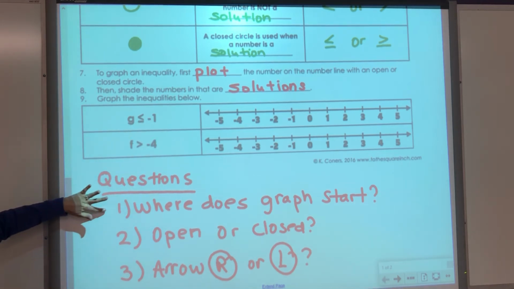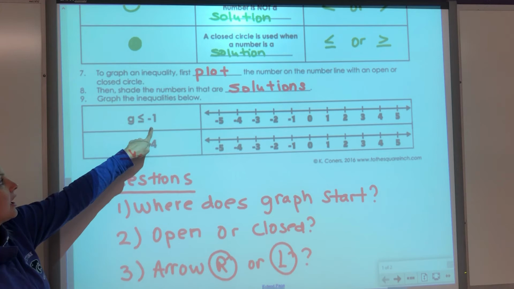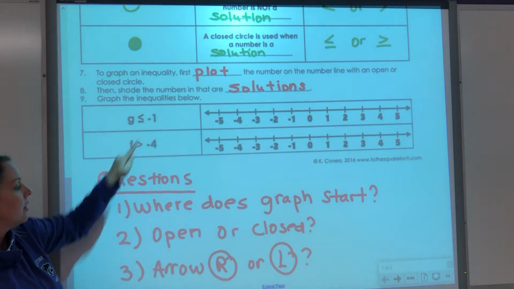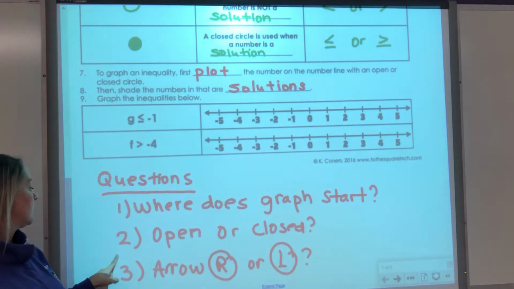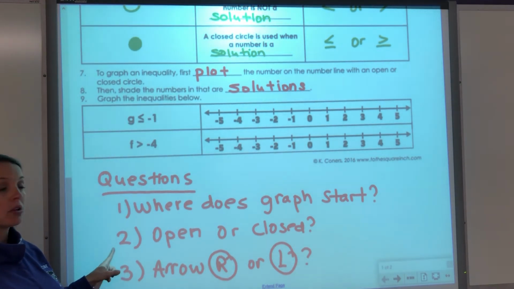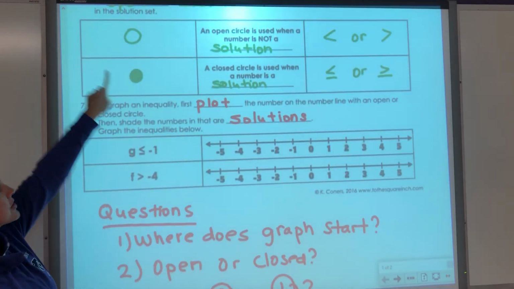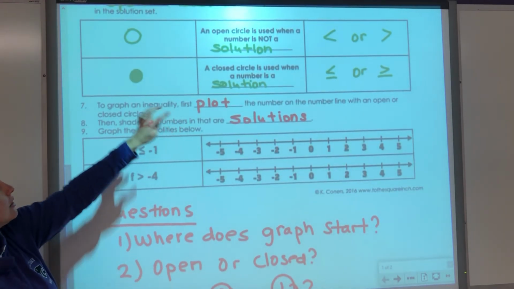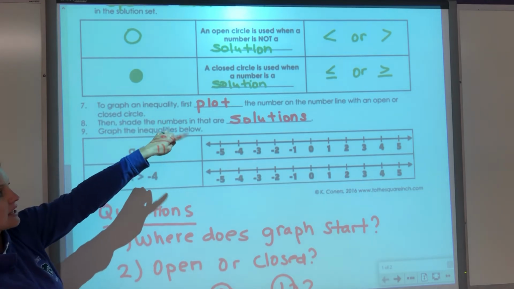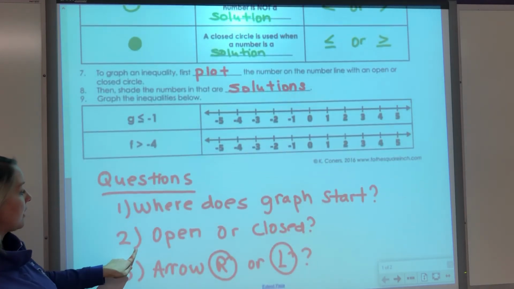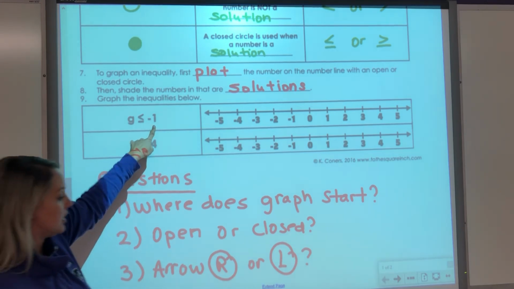So where does my graph start? Our graph starts at our value. So our graph starts at -1. What kind of circle am I going to have? Open or closed? We'll look back up at your chart. Open circle is less than or greater than. Closed circle is less than or equal to, or greater than or equal to. So that means I'm going to have a closed circle at -1.